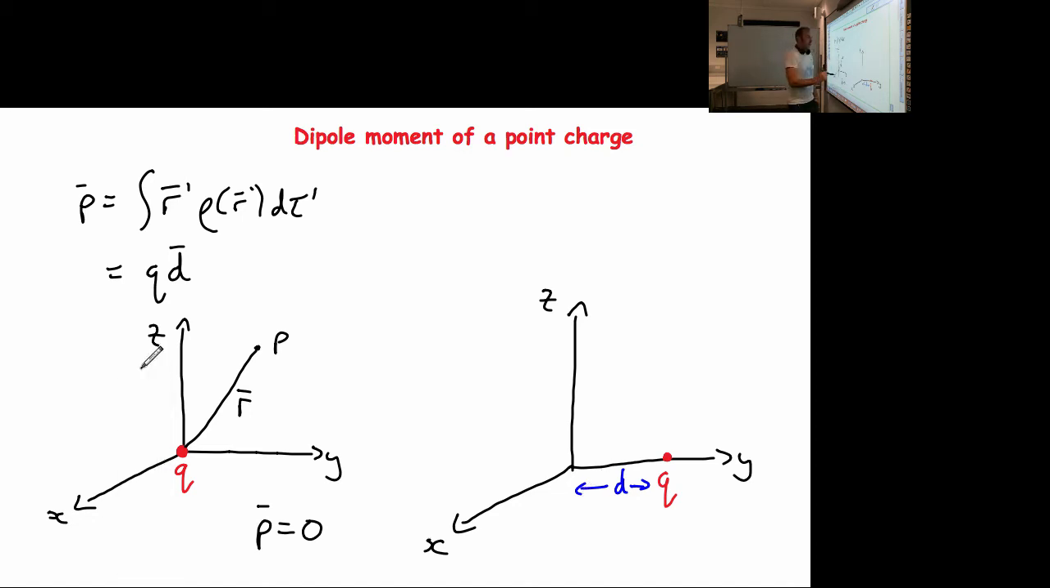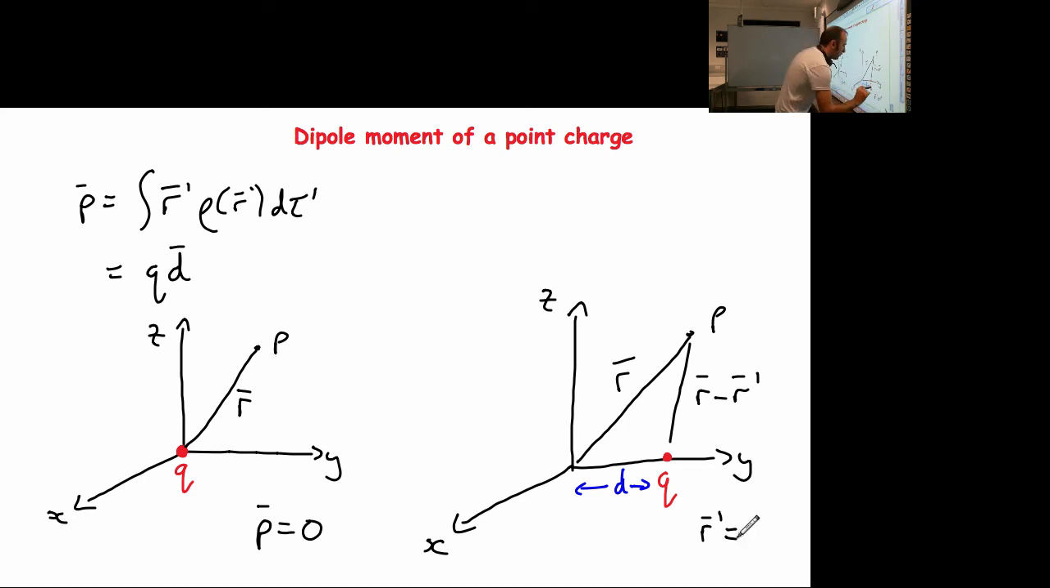Now we still want to determine what the potential would be at some point P, and if this point charge is going to have a dipole moment. Similar to the other figure, we have our field vector, which is given by R. We have the separation vector now, which is given by R minus R prime. And we also have our R prime vector, which is going to be given by d y-hat.